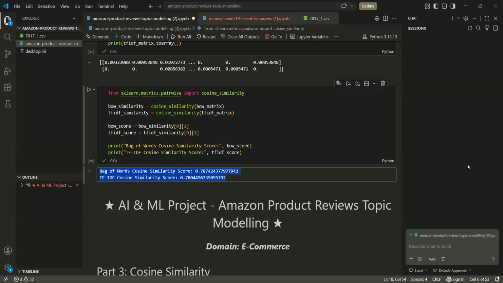These scores indicate that the two documents were strongly similar. The result makes sense because both documents were created from Amazon product reviews, so they contain many related words, phrases, and product descriptions. The bag of words score was slightly higher because it focuses mainly on raw word frequency. TF-IDF produced a slightly lower score because it reduces the influence of very common words and focuses more on meaningful terms.